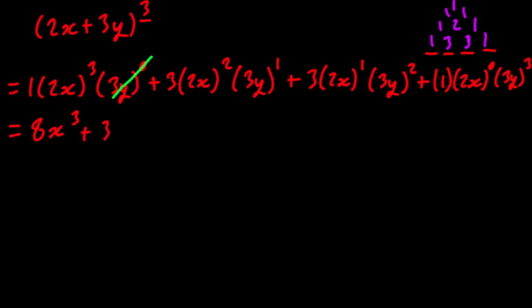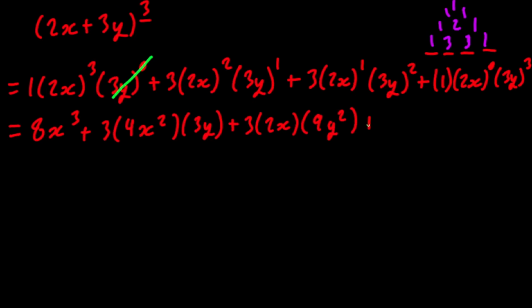We have 3 outside into 2 to the power of 2, which is 4x squared into 3y, plus 3 into 2x to the power of 1 is 2x into 3y to the power of 2. So it's 3 to the power of 2, which is 9y squared, plus 1 into 2x to the power of 0, which is 1, and 3y to the power of 3. 3 to the power of 3 is 27y cubed.